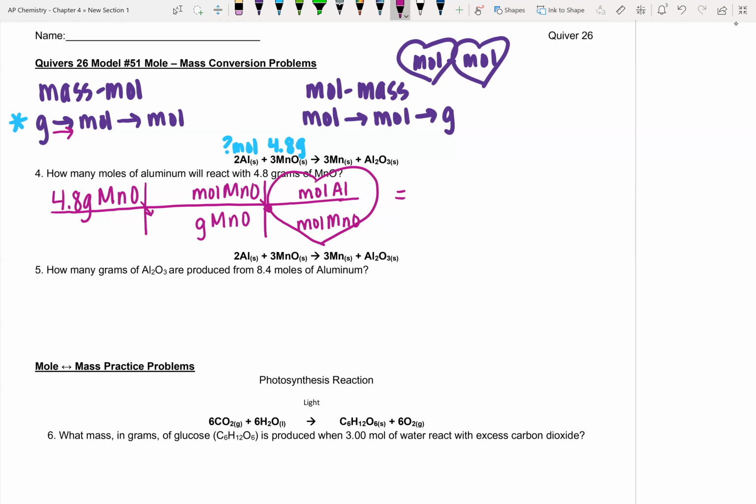So to solve this problem, I need the relationship between grams and moles of manganese II oxide. So I need the molar mass. The molar mass is the number of grams for every 1 mole of a substance. So the mass of manganese is 54.94. The mass of 1 oxygen is 16.00. So the molar mass of manganese II oxide is 70.94 grams for every mole.